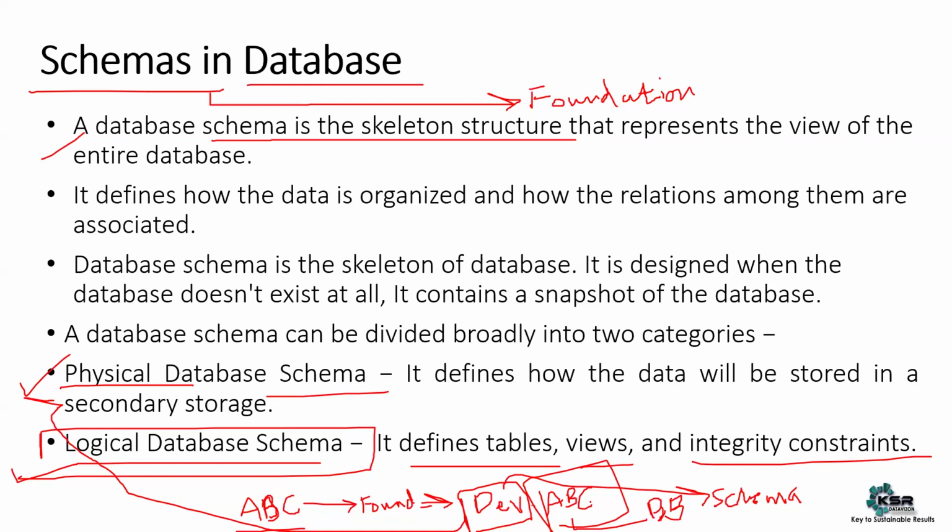Whenever you create a table, you can view that table in a database. So the logical database schema, you can view it using your eyes. If you query any specific information, you can easily view it. That is called the logical database schema, and the information which cannot be viewed is called the physical database schema. So on a simple note, schema is nothing but your skeleton or foundation. There are two types of foundations: one is physical foundation, one is logical foundation. Logical foundation, we can view whenever we query information. Physical foundation, we cannot view it.